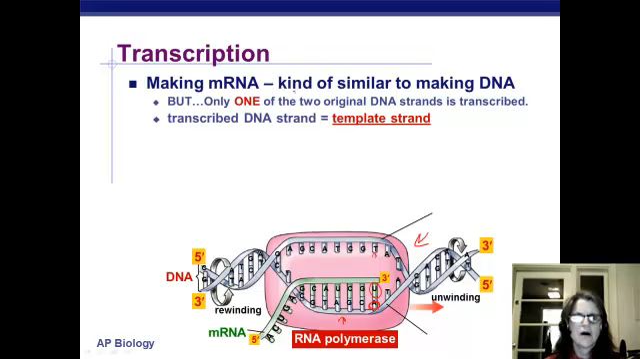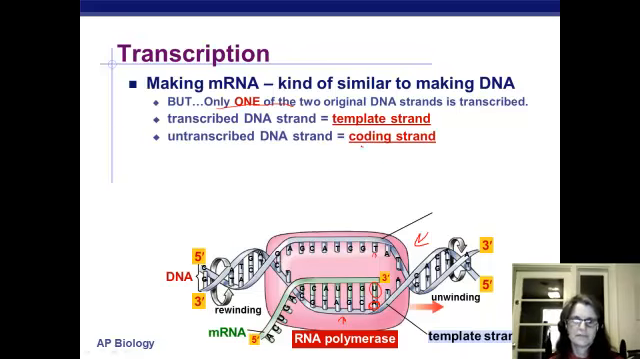But only one of the two original DNA strands is transcribed, the side of the DNA that actually has the gene we want copied. The untranscribed side of the DNA is called the coding strand, and the transcribed side is called the template strand. So this strand is where the enzyme is saying, here's an A, I'm going to put a U next to that, here's a C, I'm going to put a G next to that, here's a G, I'm going to put a C next to that.